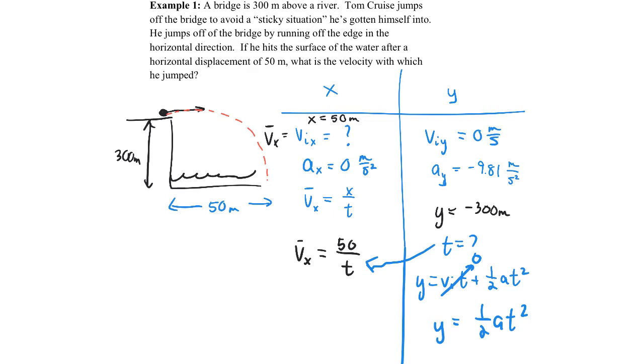Our goal is to figure out the time. We've got y is negative 300. We've got a is negative 9.81. We can absolutely solve for time. Either plug in numbers and solve for time, or solve for t first algebraically and then plug in numbers. You choose which way you want to do it. I'm going to do it both ways up here.